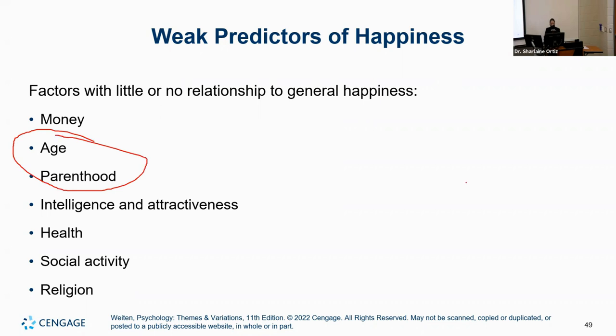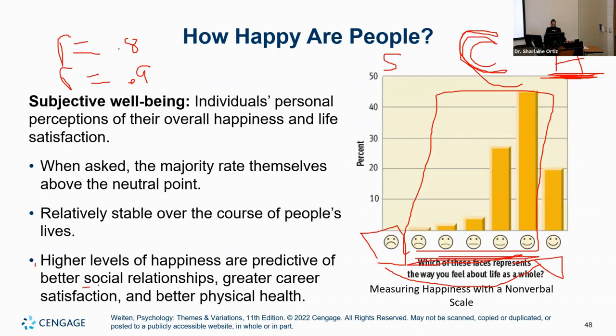Age and parenthood. Generally, a lot of individuals say, well, when I was younger, I was happy. Or some people say, now that I'm older, I'm wiser, for instance, and now I feel happier. These are also weak predictors, right? They may not necessarily contribute as much when we are looking into our previous predictors, such as social relationship, career satisfaction, or physical health.